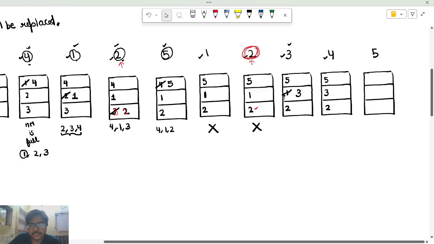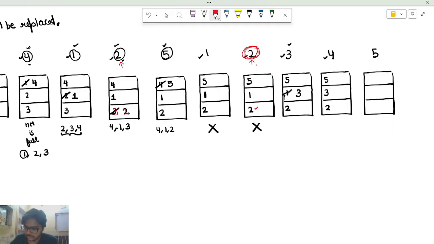Do not confuse it. Okay, just see that 2 was already present at this point of time. 2 didn't come at this point of time. Okay, so therefore, as you can see here, out of 2, 3 and 5. So out of this is 5, 3, 2. Okay, out of 2, 3, 5.